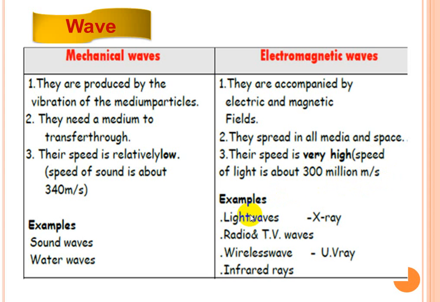Examples of electromagnetic waves: light waves, X-rays, radio and TV waves. The radio here is not the sound of the radio; it's the waves which come from satellites. Also wireless waves, which are the waves of mobile phones, and ultraviolet rays, which come from the sun, and infrared rays also come from the sun.